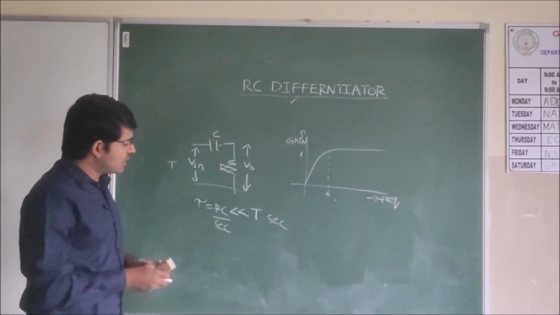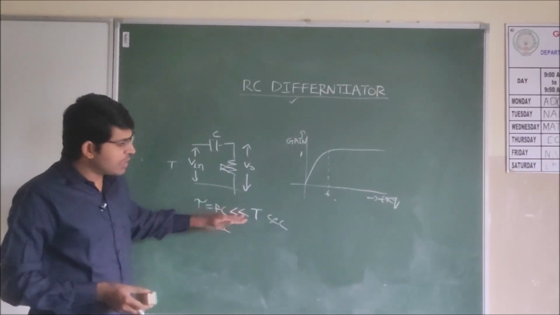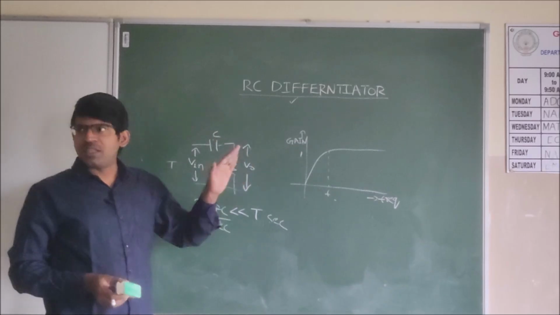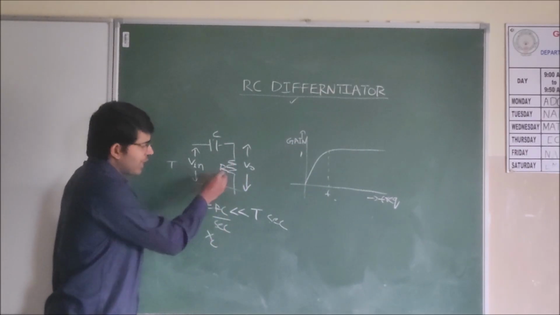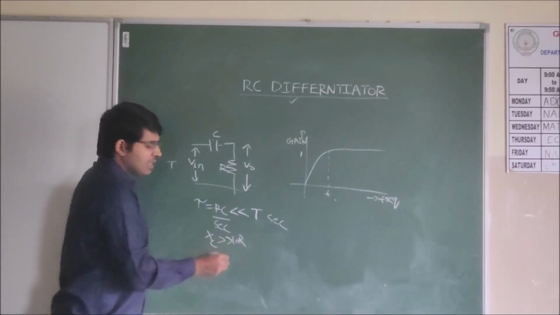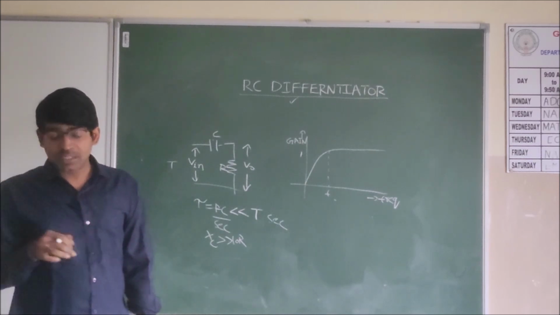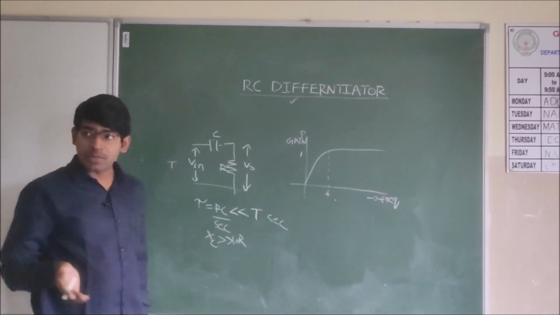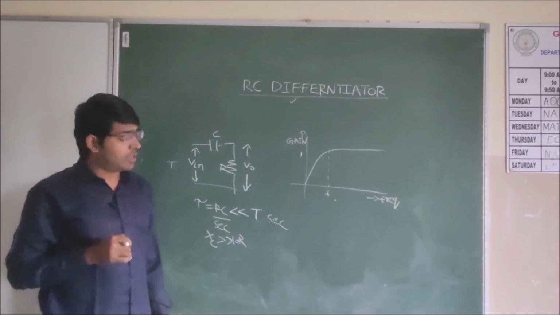So what is the condition? If my circuit time constant is very much less than the input time period, then the circuit will differentiate the signal. That's why generally we take capacitive reactance very much higher than the resistor, generally 10R. I am saying capacitive reactance, I am not saying about the capacitance value. Capacitive reactance we are taking generally 10 times larger than the resistance value.